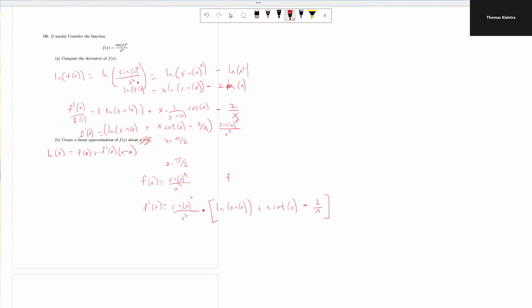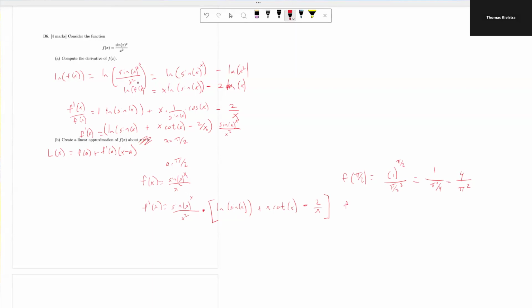Here, if we plug in f of pi by 2, we get 1 to the pi by 2 over pi by 2 squared, which equals 1 over pi squared over 4, which equals 4 over pi squared. So this expression here is 4 over pi squared.